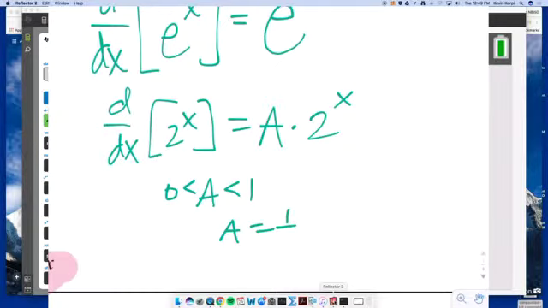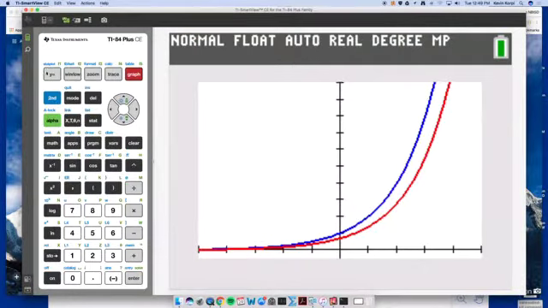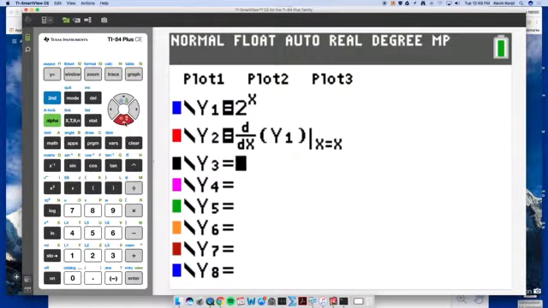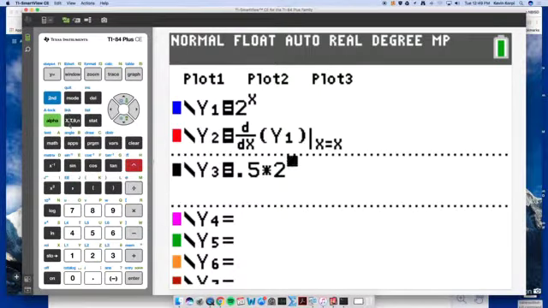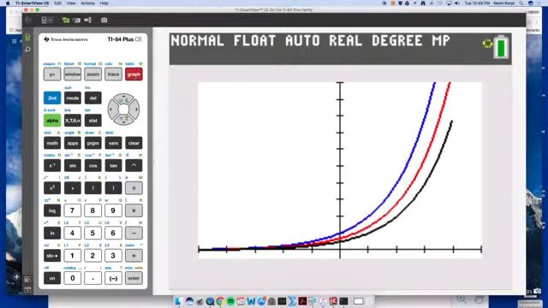Very good. 1/2 is a great guess, Katie, because 1/2 is less than 1, and it also has a 2 in it, right? So let's try that out. I'm going to come down here to y3. If I go ahead and sketch 0.5 times 2 to the x, maybe that will cover up the red graph. Let's see. Yeah, no, it didn't.